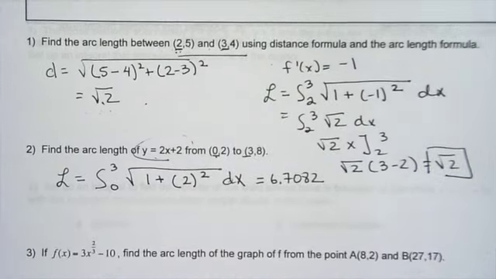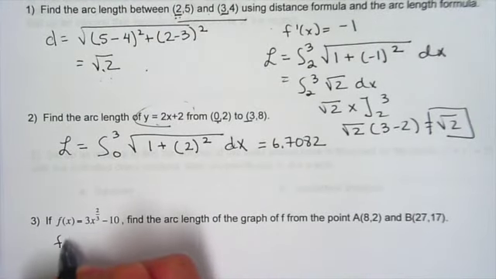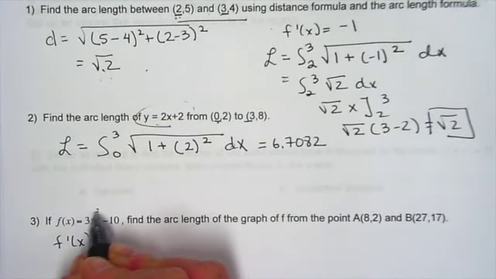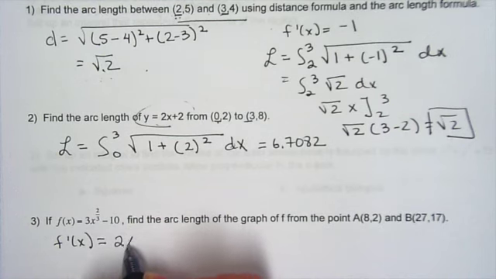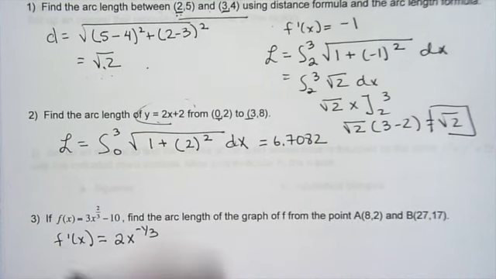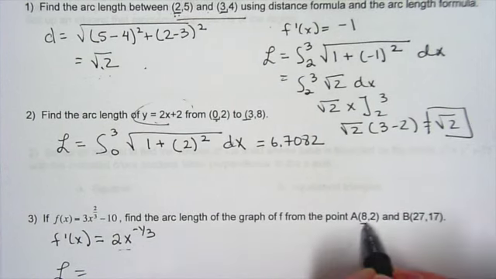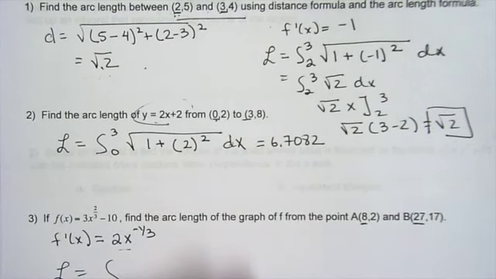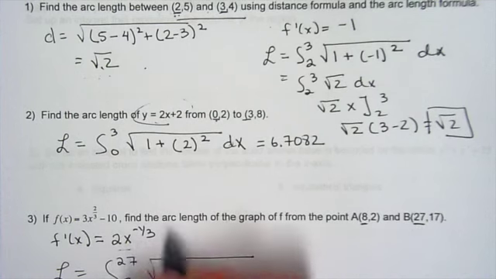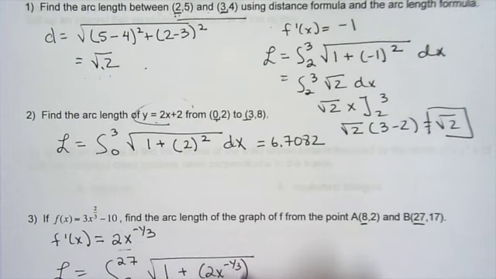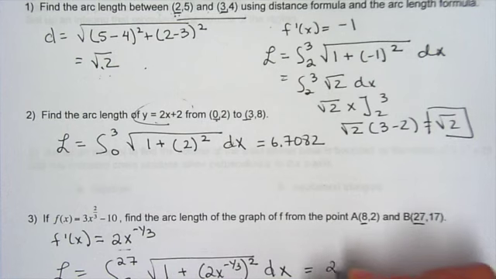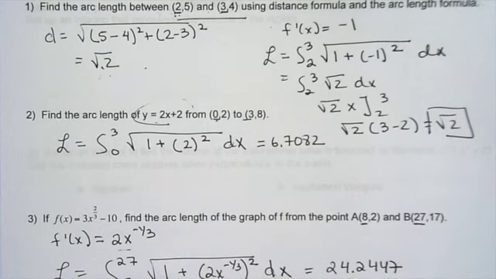Okay, let's try one for a curve. So the only thing you really need is your f prime. So bring down the 2/3, so I would get 2x to the negative 1/3. So arc length, again, I'm going to do this in terms of dx. So I'm going to use my x bounds. I'm going to integrate from 8 to 27, square root of 1 plus, this is my derivative, squared, dx. Use your calculator, 24.2447. Arc length should always be positive. We're talking about the distance between 2 points.